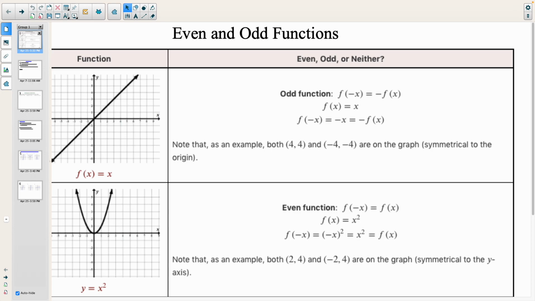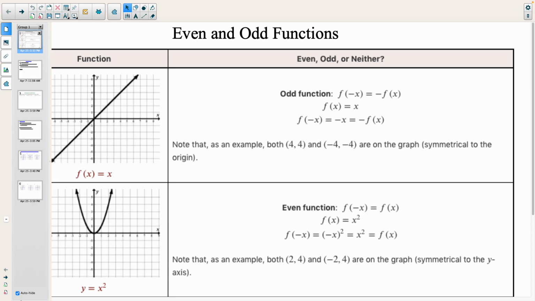So if you're starting at the origin and you have 4 on the graph, so right and up, then you can go left 4 and down 4, and that will also be on the graph. I'll show you a little trick to tell graphically if it's odd, but just a quick summary. An even function is like the parabola, the parent function of the parabola.